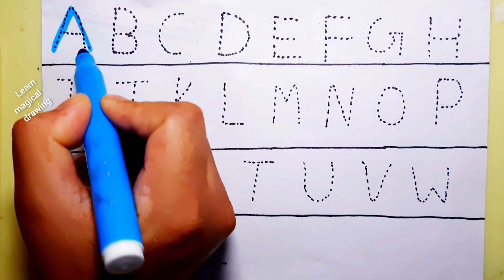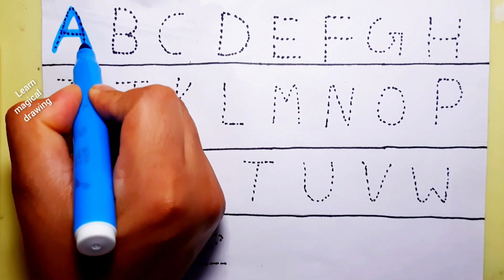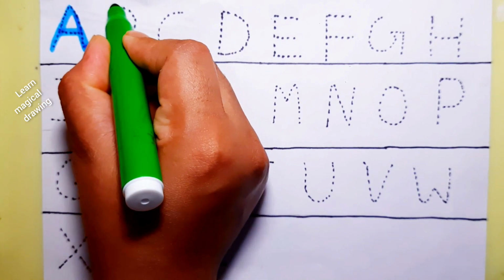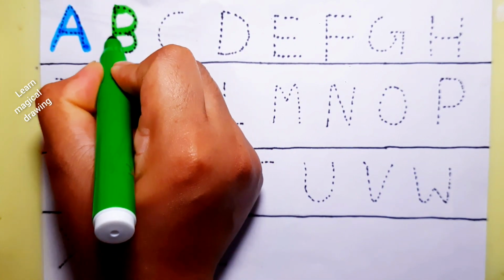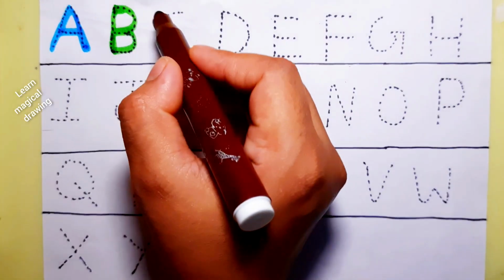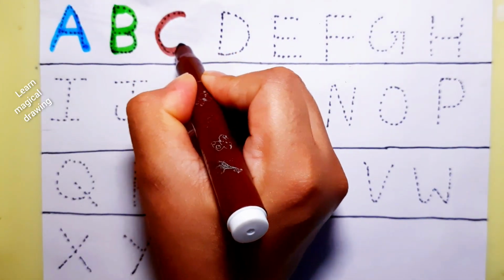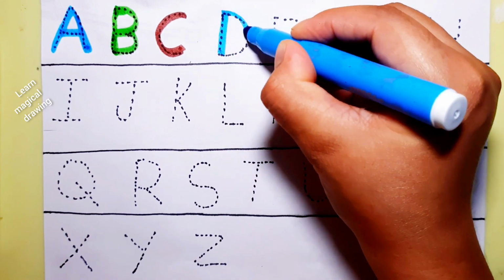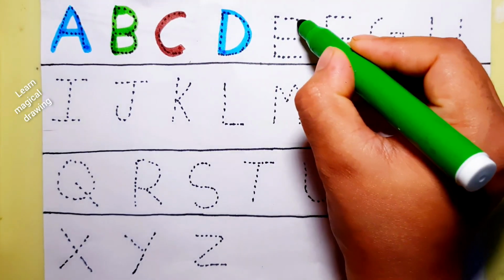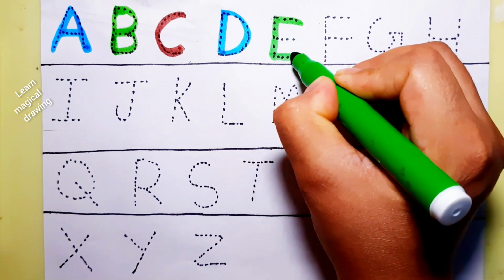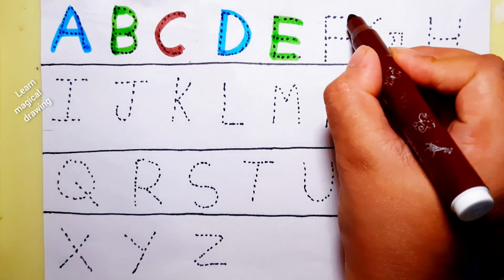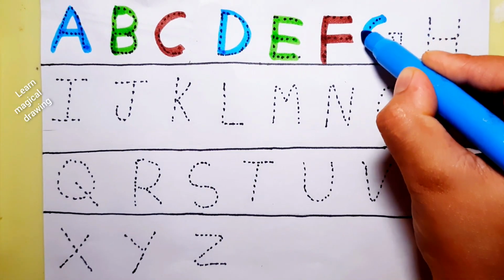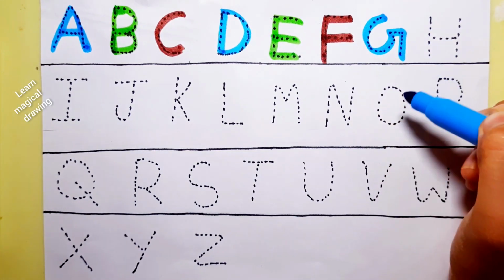A for apple. B for ball. C for car. D for dog. E for elephant. F for fish. G for grapes.